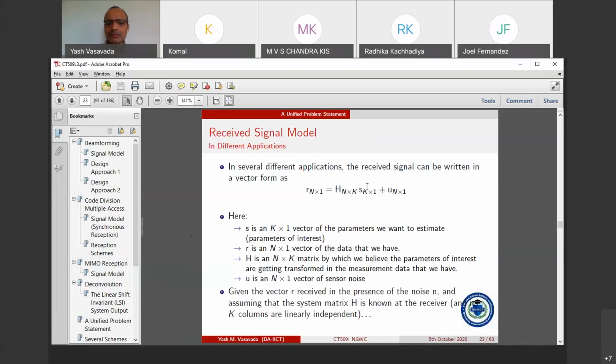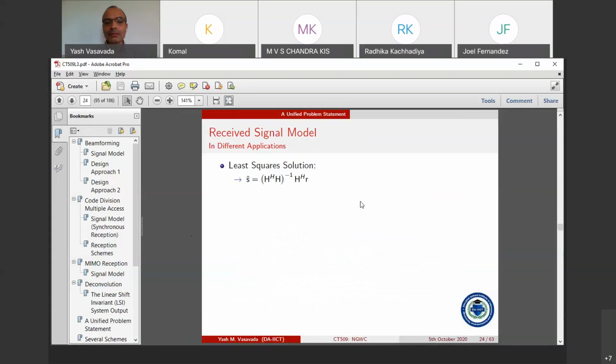And now our goal is that when we have measured this vector r, and if we know H, and if we assume that its columns are linearly independent, how to determine the vector s. The solutions of that problem are what we have seen: the SUMF, the decorrelation, and the MMSE. Okay, so those are the three solutions here.